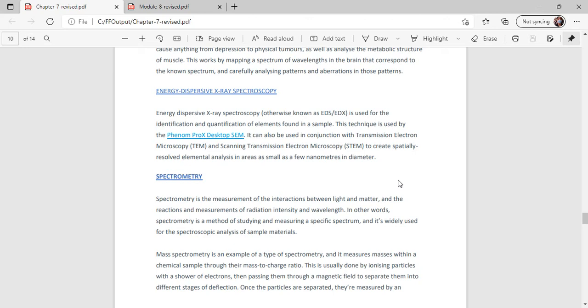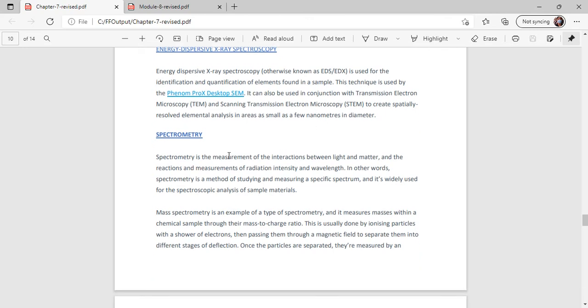So it is a very, very small object. So ang thing is they are microscopes. They help us see microscopic nga mga objects. Next is your spectrometry. Your spectrometry is the measurement of the interaction between light and also sa mga matter, and the reactions are being measured by your radiation intensity and your wavelength.